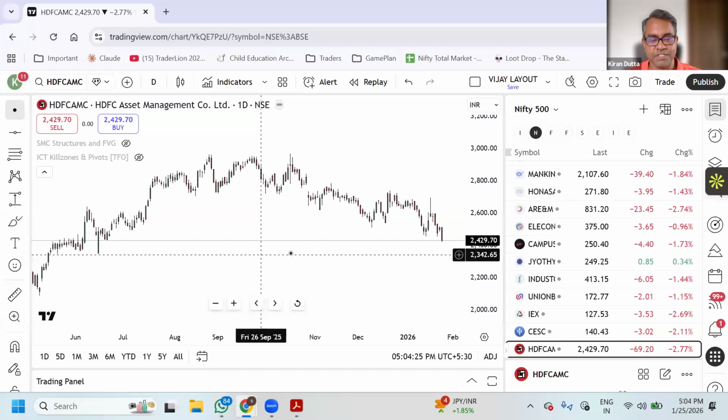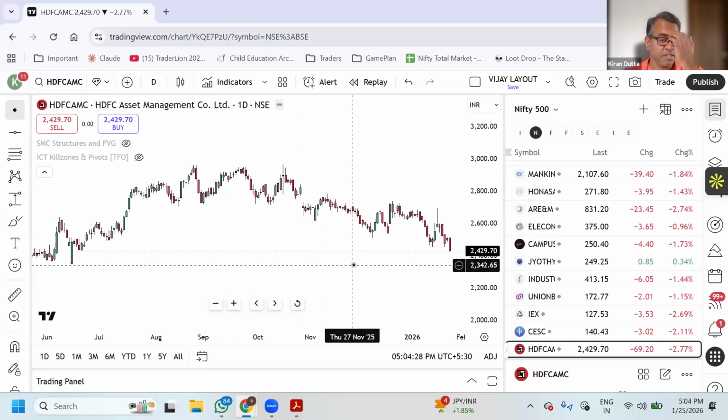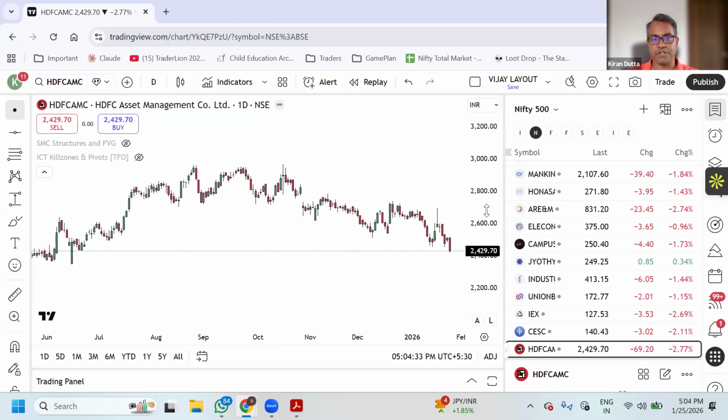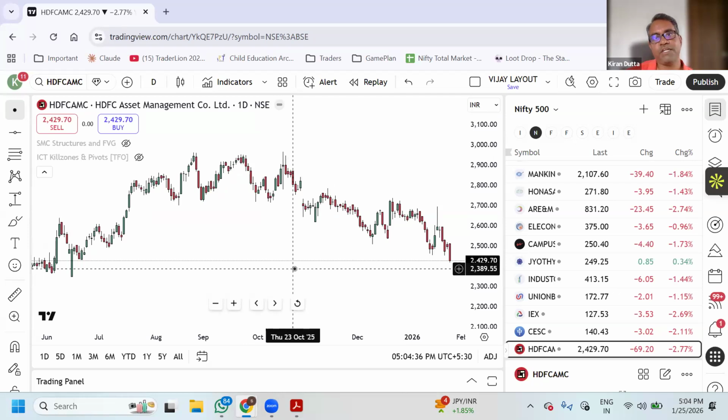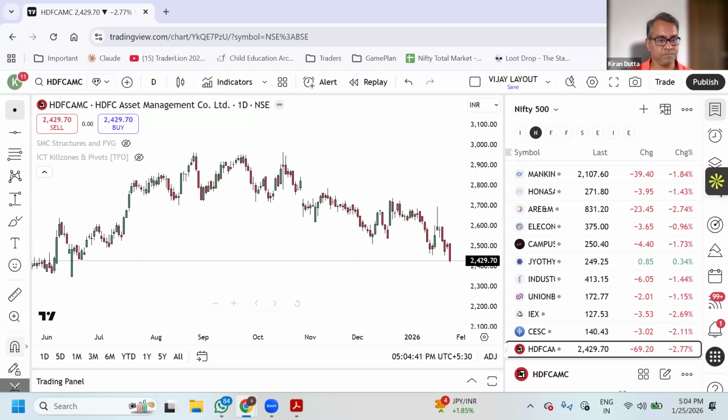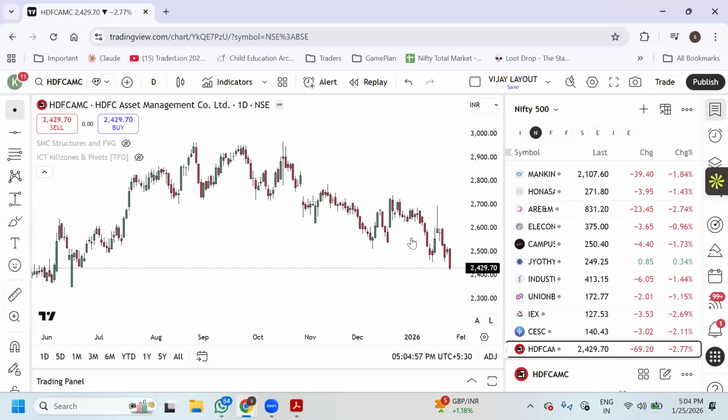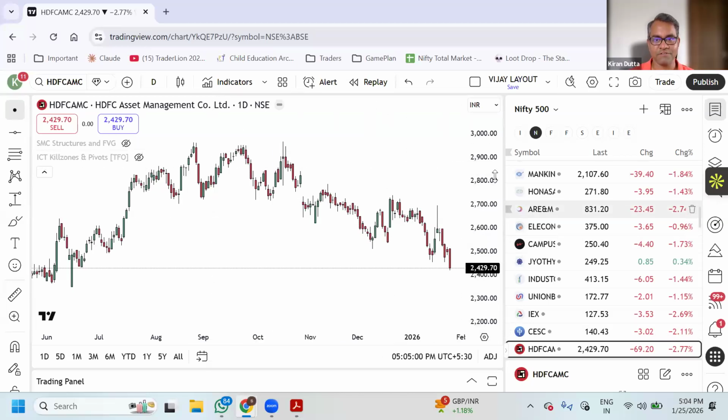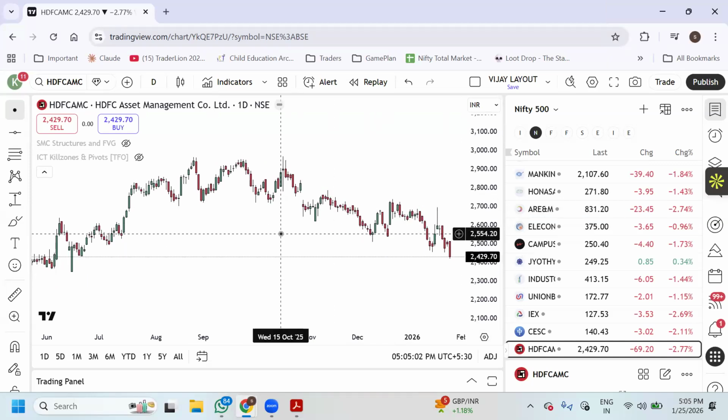Now look into this chart, right? Where did the resistance come? First question first: how is the stock behaving? Downside. Daily chart, so sideways. Overall sideways, but downside, no? It is sideways, but the overall trend, overall it is down. It's a downtrend, right?